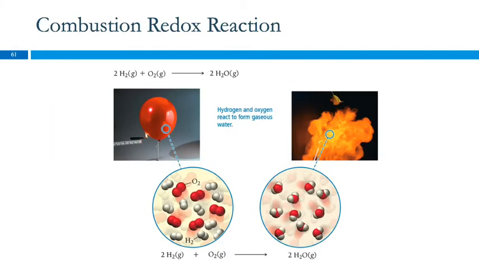This is an example of a combustion redox reaction, the reaction between hydrogen and oxygen to form water. Here we have a mixture of hydrogen and oxygen gases. It needs a spark to get it started, and then it goes kaboom, and a fireball ensues. And what you get as a result is H2O, a combustion redox reaction.